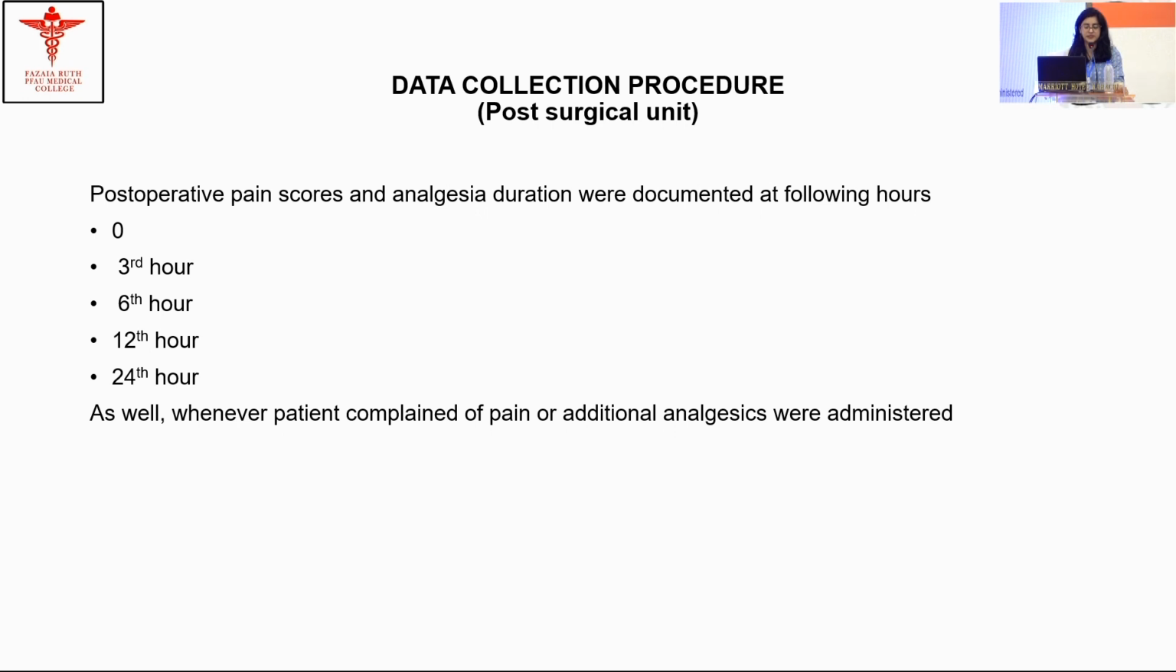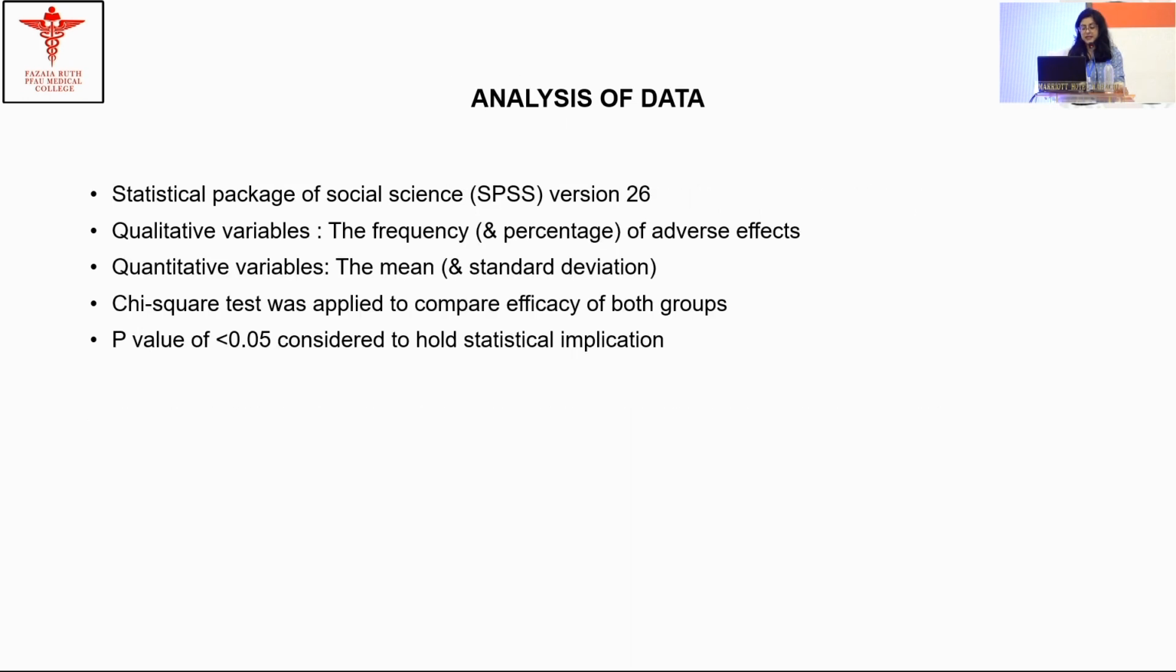and rescue analgesia was given. The analysis was done via SPSS version 26. For qualitative variables, frequency and adverse effects, chi-square was used, and for quantitative variables, the mean and standard deviation, t-test was used. A P-value of less than 0.05 was held statistically significant.